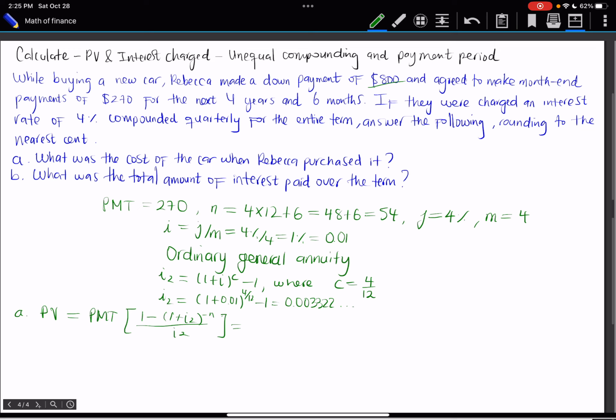So in our case, the present value of Rebecca's car, that's without counting the down payment yet, is 270 multiplied by 1 minus 1 plus about 0.003322 to the minus n, and n is 54, so minus 54, and then this gets divided by 0.003322, etc. And when we use a calculator to compute this value, we find the number 13,326.774975 and more digits.